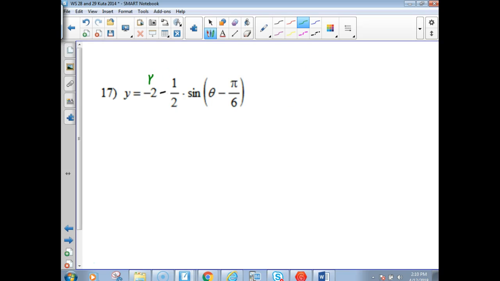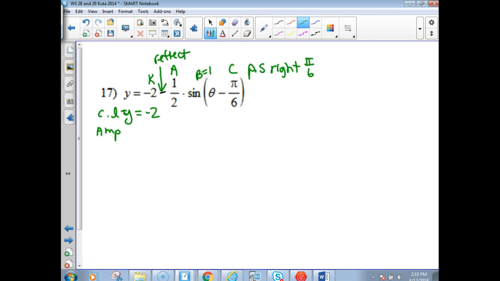Okay, so 17 has a K value, has an A value, doesn't have a B. B is 1. And it has a C, which would be a phase shift. So the phase shift is going to be right pi over 6. The K value or center line will be y equals -2. The negative sign here for the A value means you need to reflect over the x-axis, and the amplitude is just a half.